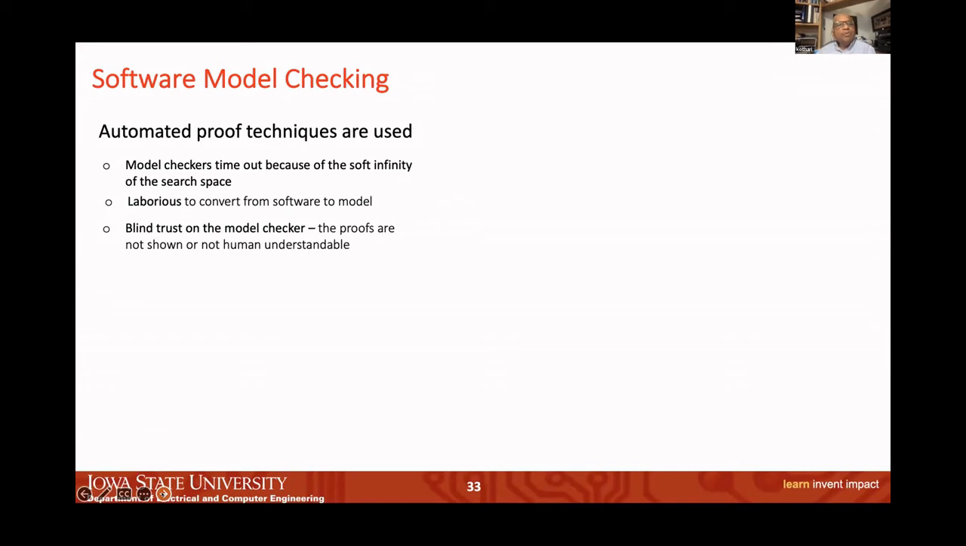The other issue with model checkers is blind trust in model checking. The machine says no invalid, no unintended behavior. It doesn't produce a proof when it says that, and when it finds an unintended behavior, it does produce a counterexample.